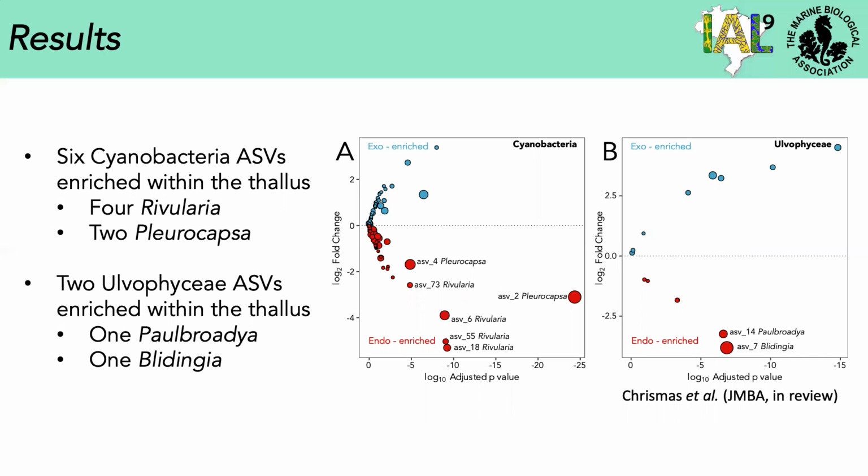And furthermore, we found 1 sequence variant each of the Ulvophyceae Pulbrogia and Blidingia enriched in the thallus. Again, no previous evidence of green algae in association with Lichina pygmaea. And we think this is really exciting. We've potentially gone from looking at 1 photobiont in Lichina pygmaea to as many as 4, 2 of which are in a completely new kingdom for this lichen.